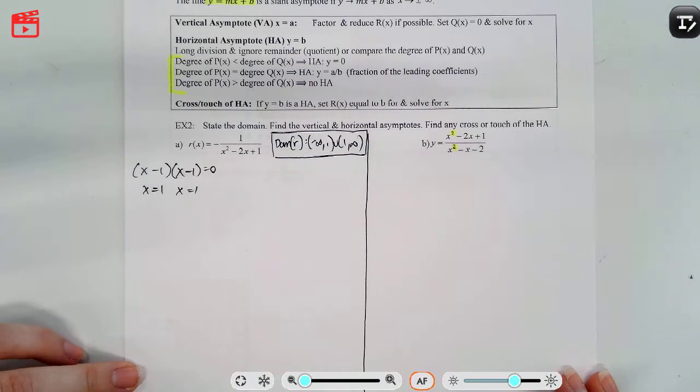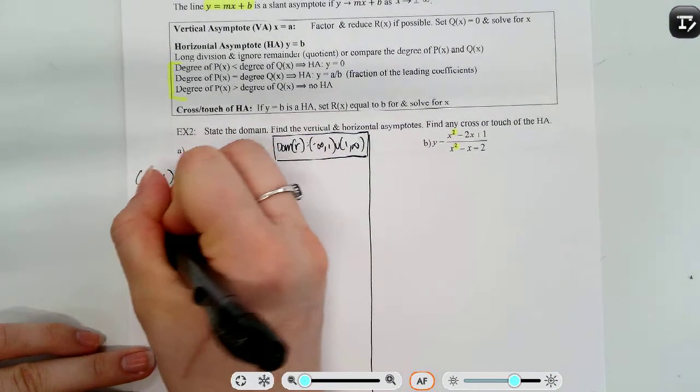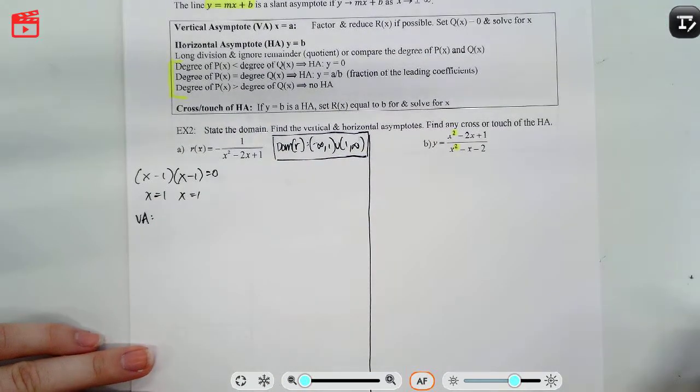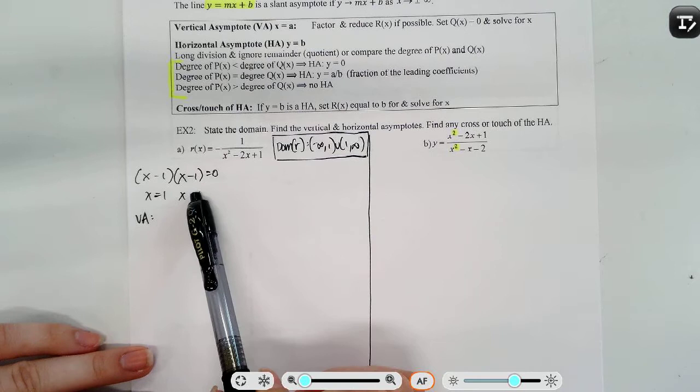All right, next, find the vertical and horizontal asymptotes. So for the vertical asymptote, those are the values that we just took out. This right here is the vertical asymptote, x equal to 1.